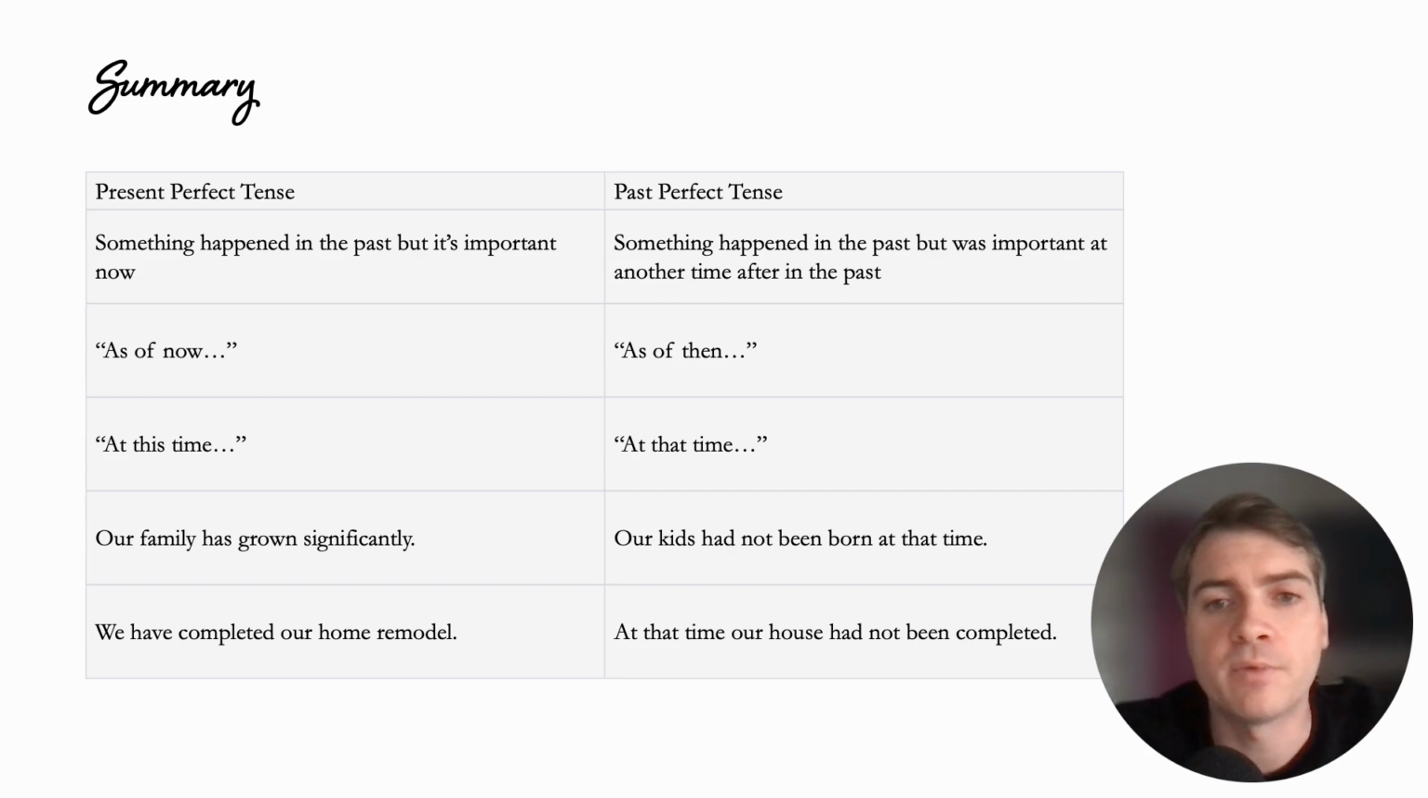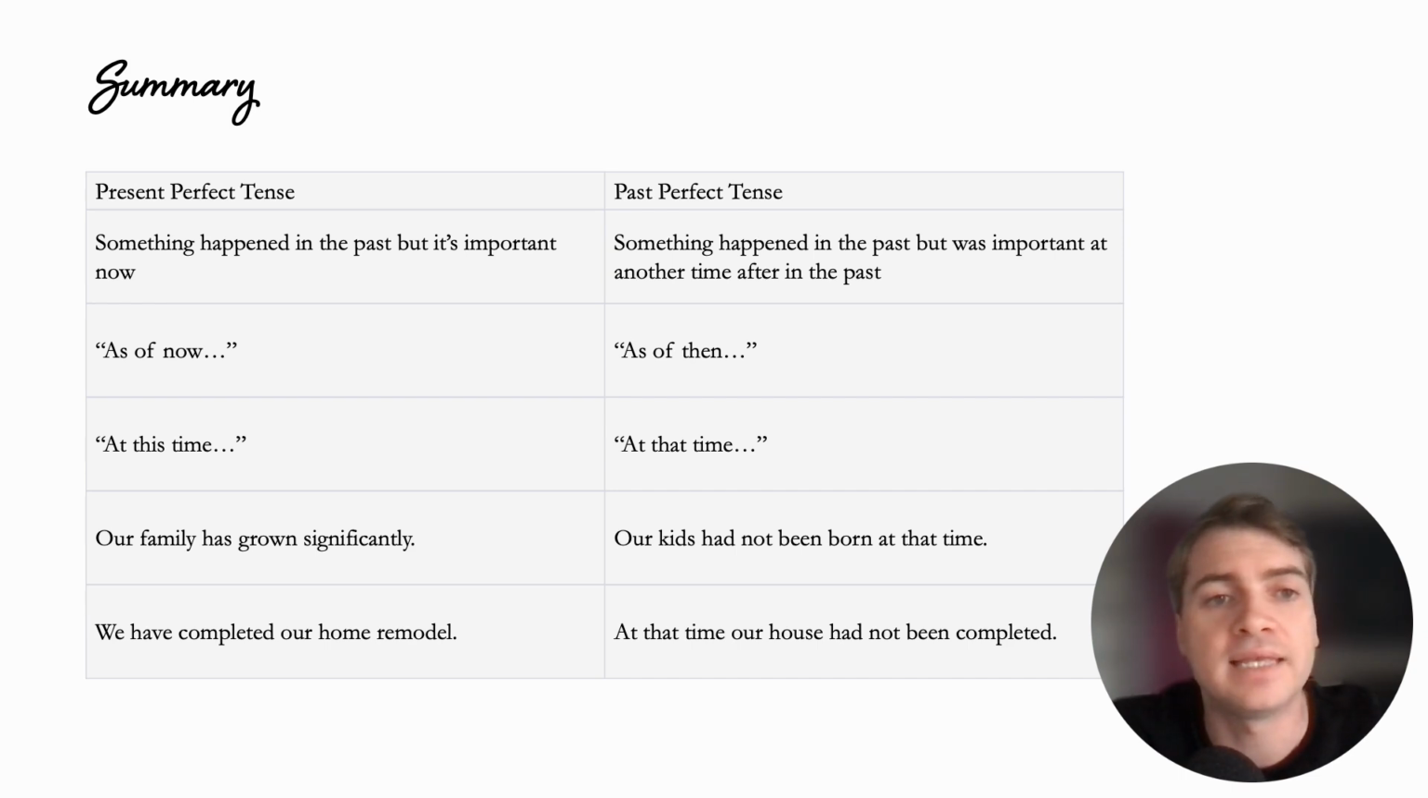All right, let's just summarize a little bit. Now that we've completed both the present perfect and the past perfect, let's look at these two so we can see the high level differences between them. So with the present perfect, something happened in the past, but it's important now, all right? But in the past perfect, something happened in the past, but was important at another time in the past, all right? So with the present perfect tense, we have as of now. With the past perfect, we would have as of then. Present perfect at this time, past perfect at that time, okay?